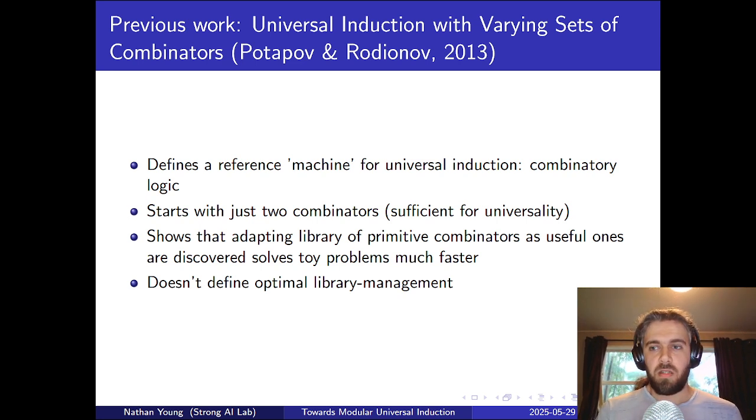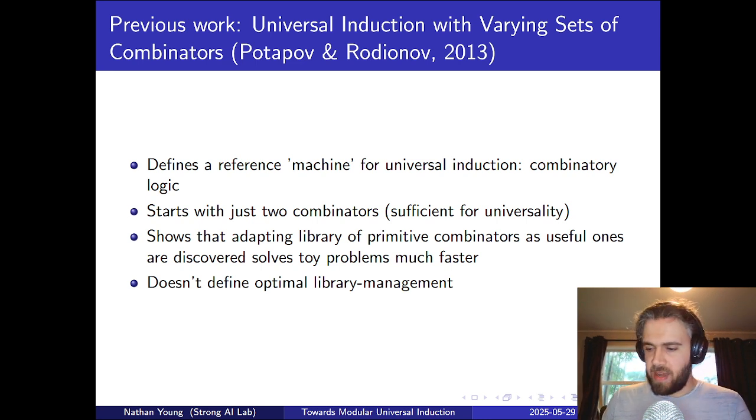Now, they define it as starting with just two simple combinators, which they claim is sufficient for universality, which in a sense is incredible, but also is only as unbelievable as being able to produce a universal computer with only an AND gate and a NOT gate, which is possible.